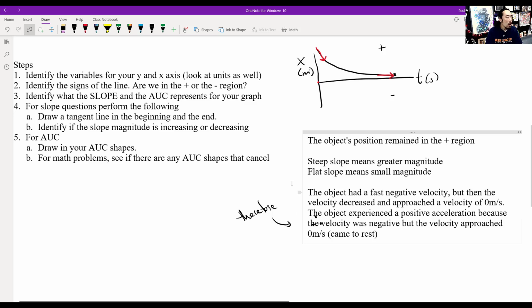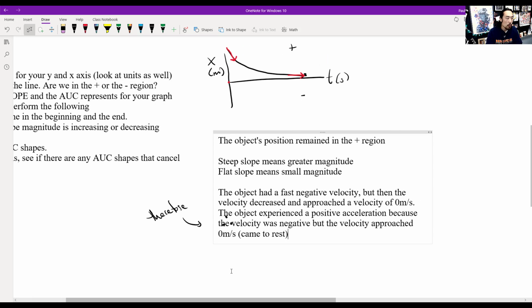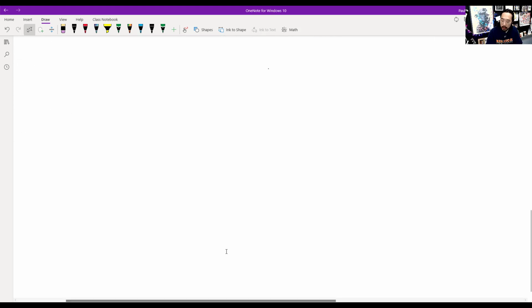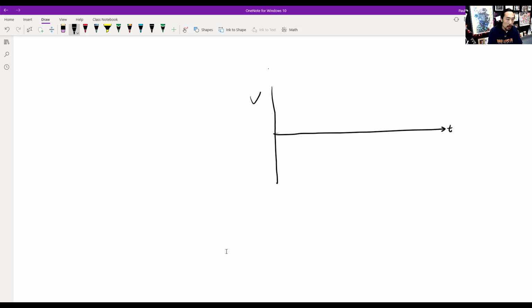All right. Okay. So now let's do one for area under the curve and slope. Okay, this is good practice. We just did a position time graph one, so we'll do a velocity time graph one, because velocity time graph, that's the one that we have a lot of problems with. And the reason why we have a lot of problems with velocity time is because it has both slope and area under the curve.